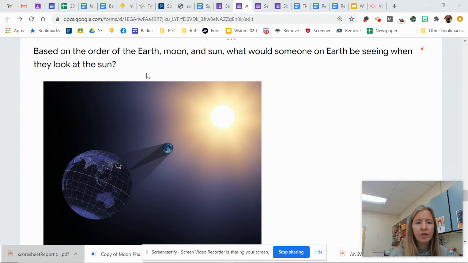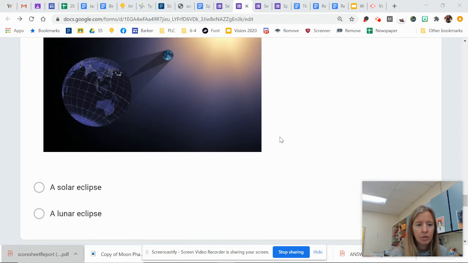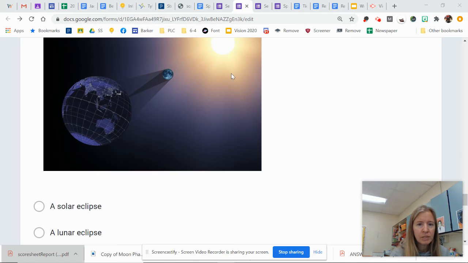Based on the order of the Earth, Moon, and Sun, what would someone on Earth be seeing when they look at the sun? So is this a solar eclipse or a lunar eclipse?